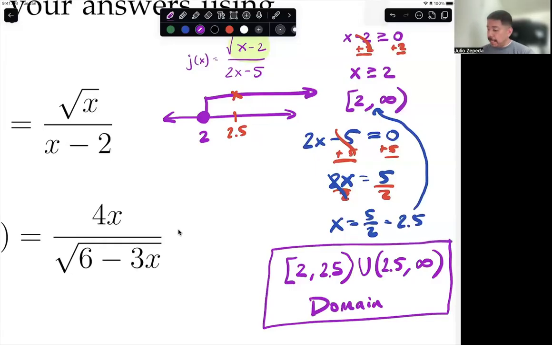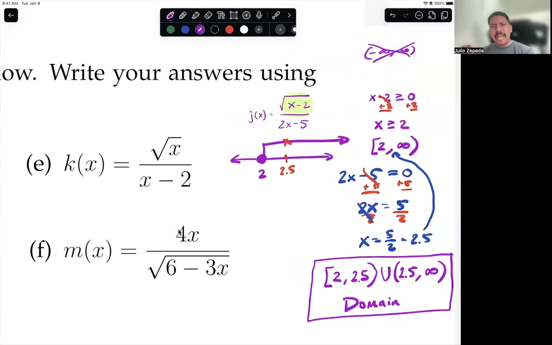All right, and that is essentially how it's going to go for parts E and F. You need to find out what's the restriction caused by the square root, and then if there's also a fraction, what's the restriction caused by the denominator of this fraction. And put those restrictions together, that is your domain.